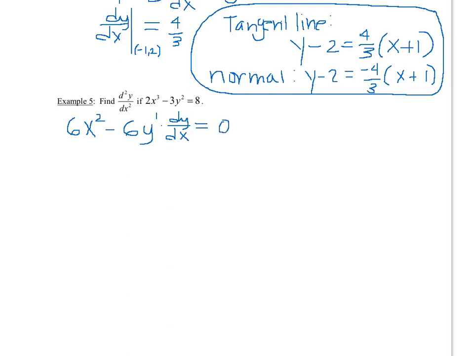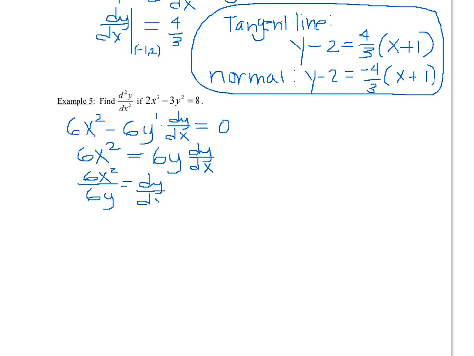I'm trying to isolate dy/dx, so the first thing I'm going to do is add over the 6y dy/dx. And I'm going to divide both sides by the 6y. So you'll have 6x squared over 6y equals dy/dx. And you can cancel out those 6's. So you have an equation for your first derivative. Now, we have dy/dx equals x squared over y. If you take the derivative again, you'll have the second derivative.